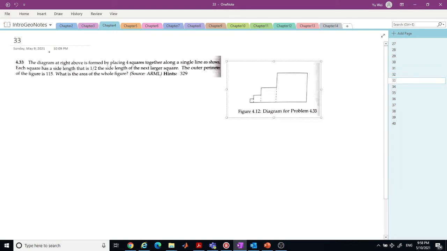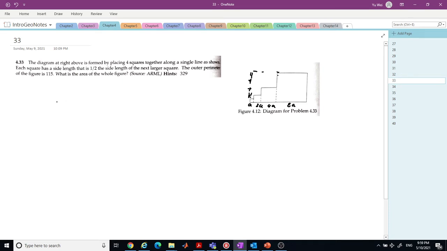So for this one, we're placing the 4 squares, 1, 2, 3, 4 together, and each square has a side length that is half of the side length of the next larger one. The smallest is A, then it's 2A, 4A, and 8A. Like what we talked about before, we can map this one to here, this one to here, this one to here, and map this one to here, here, here.